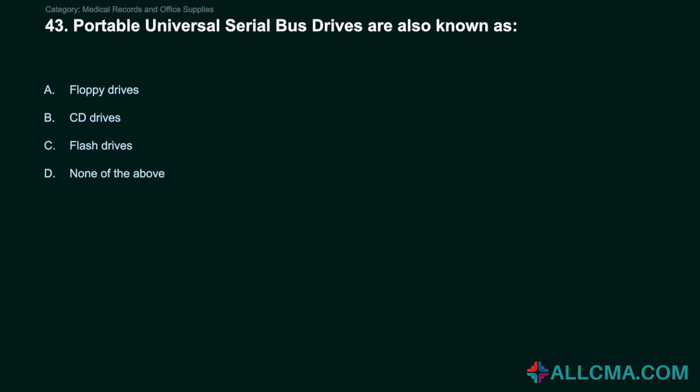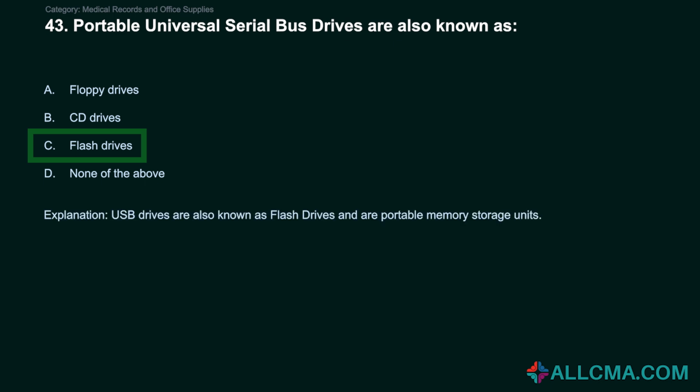43. Portable Universal Serial Bus Drives are also known as A. Floppy drives, B. CD drives, C. Flash drives, D. None of the above. Correct answer, C. Flash drives. USB drives are also known as flash drives and are portable memory storage units.